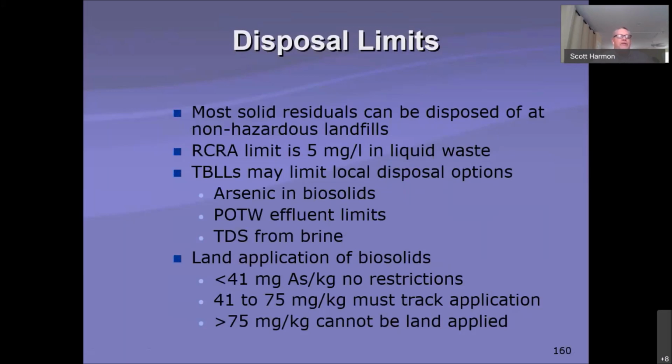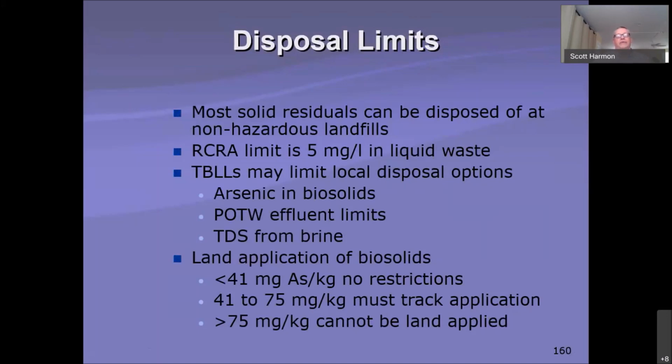So the federal regulations, the RCRA, that deal with these types of hazardous waste, limited to 5 milligrams per liter in liquid waste. So that's the limit for that. TPLs may limit local disposal options, so local laws and things may be an issue as well. Arsenic and biosolids, point of treatment, effluent limits, total dissolved solids from the brines themselves.